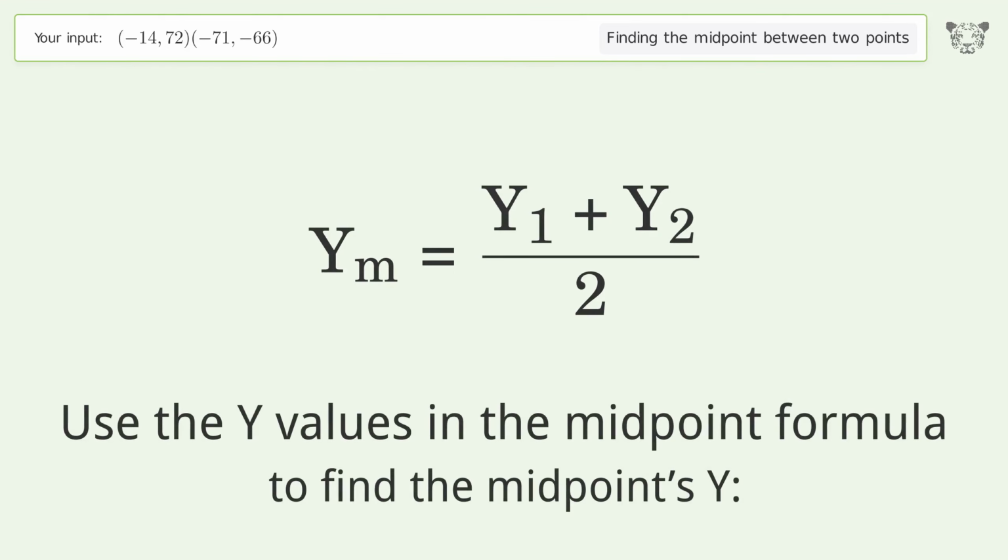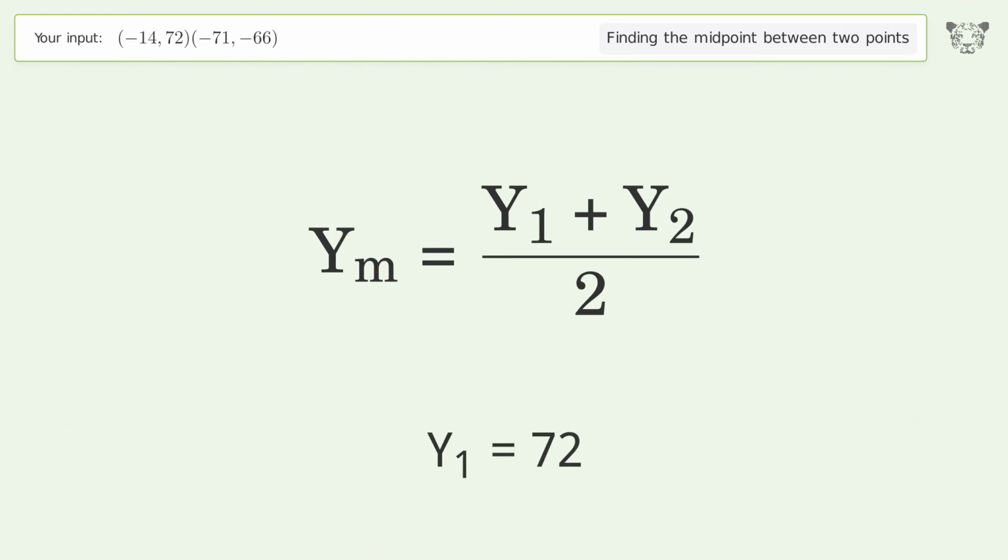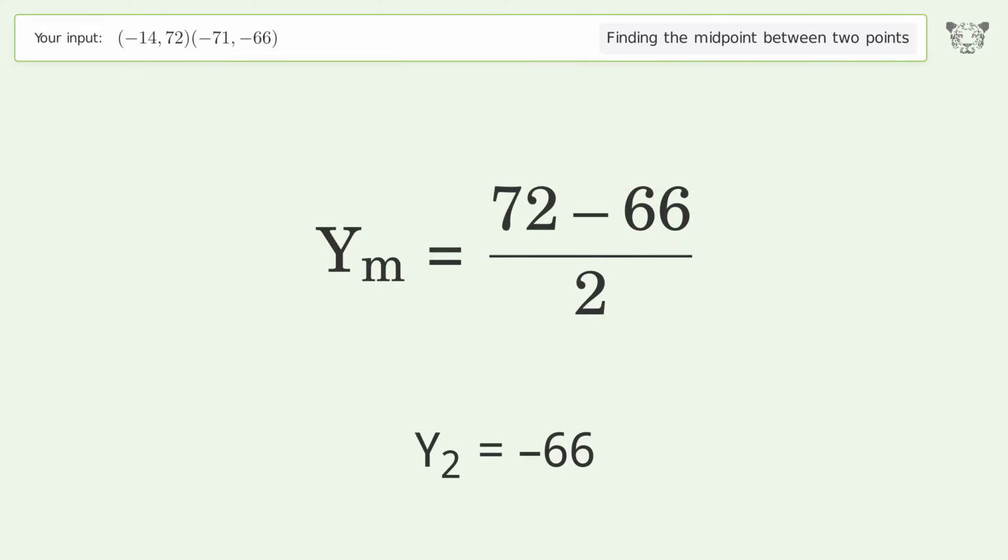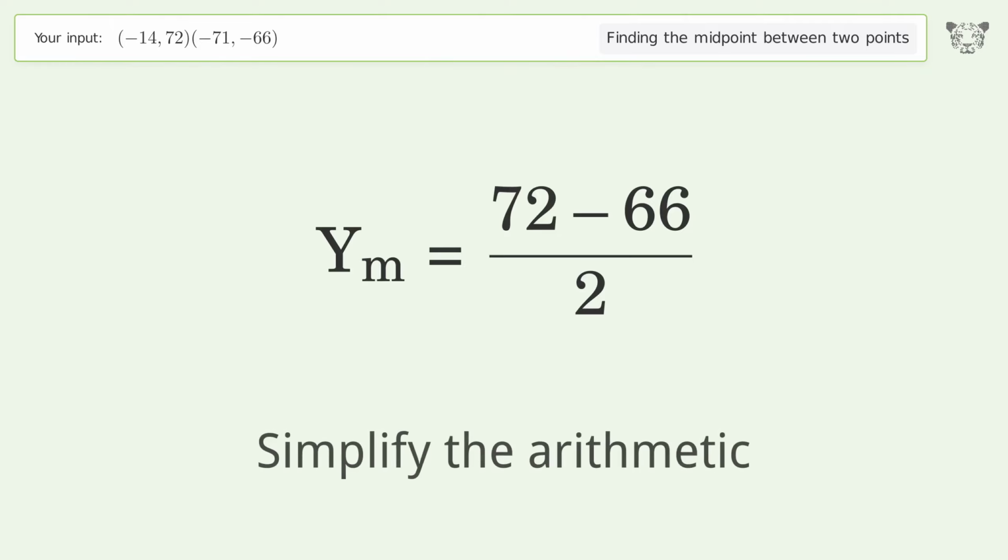Use the y values in the midpoint formula to find the midpoint's y. y1 equals 72. y2 equals negative 66. Simplify the arithmetic.